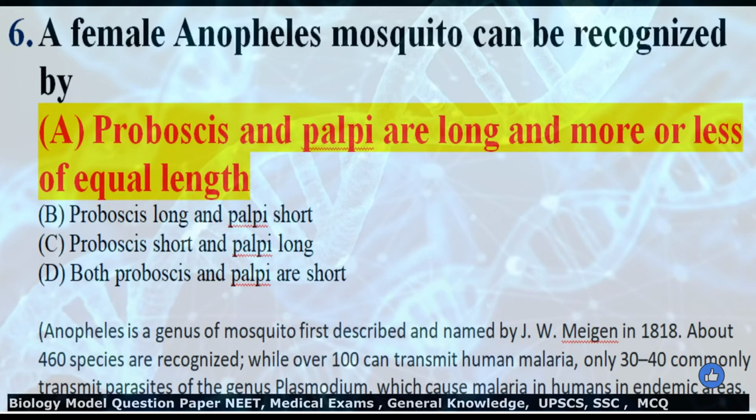Question number 6. A female Anopheles mosquito can be recognized by A. Proboscis and palpi are long and more or less of equal length. Anopheles is a genus of mosquito first described and named by J.W. Meigen in 1818. About 460 species are recognized. While over 100 can transmit human malaria, only 30 to 40 commonly transmit parasites of the genus Plasmodium, which cause malaria in humans in endemic areas.